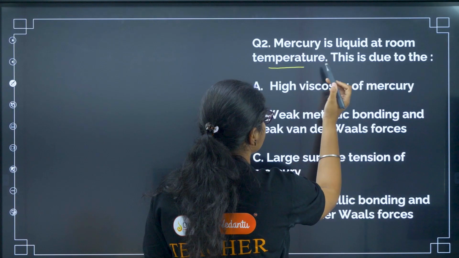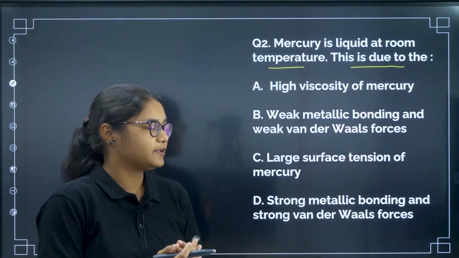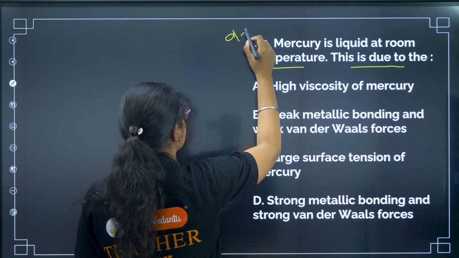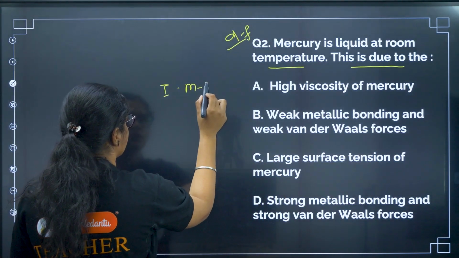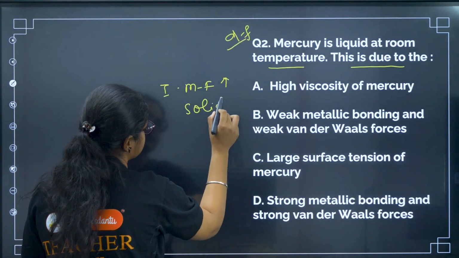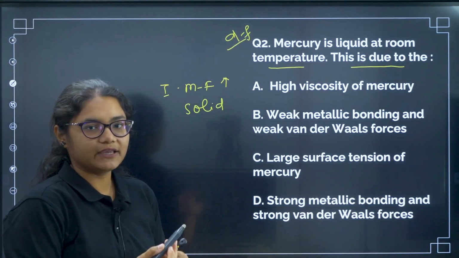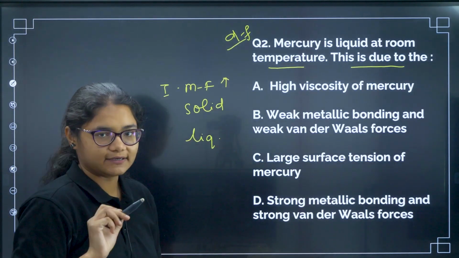Mercury is liquid at room temperature. This is due to... Okay. So first of all, what is the condition? Again, we have to understand these are all questions from d and f block. So if intermolecular forces are very strong, then the element can exist as a solid. If they are weaker, then it will be in the liquid state, right? So first of all, that is the reason.